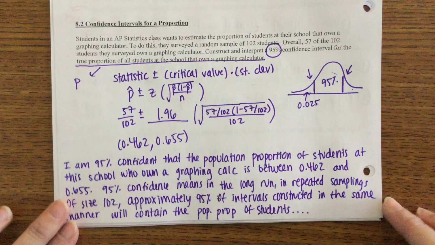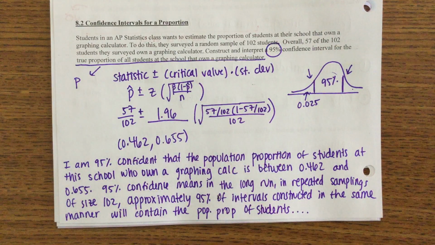Okay, I know you didn't have enough time, but we're going to move on. I'm 95% confident that the population proportion of students at this school who own a graphing calculator is between 0.462 and 0.655. 95% confidence means in the long run, in repeated samplings of size 102, approximately 95% of intervals constructed in this manner will contain the true population proportion of students that own a graphing calculator.